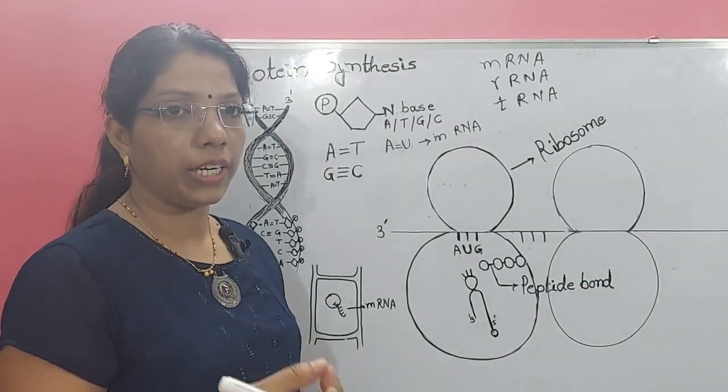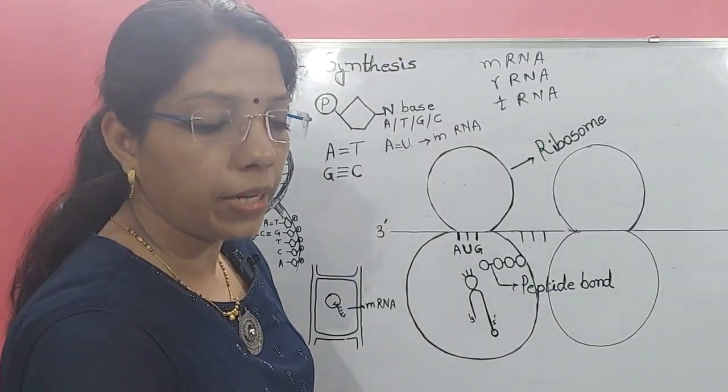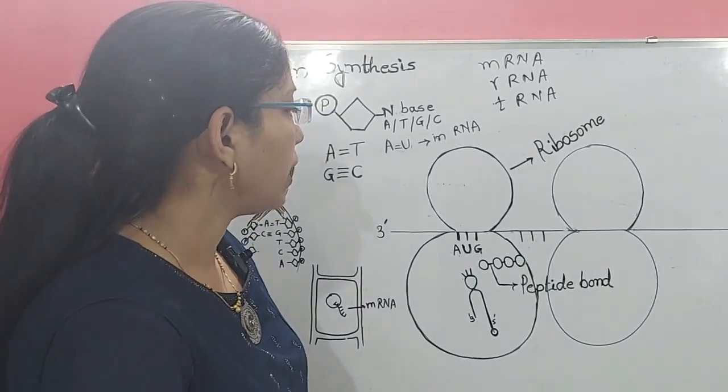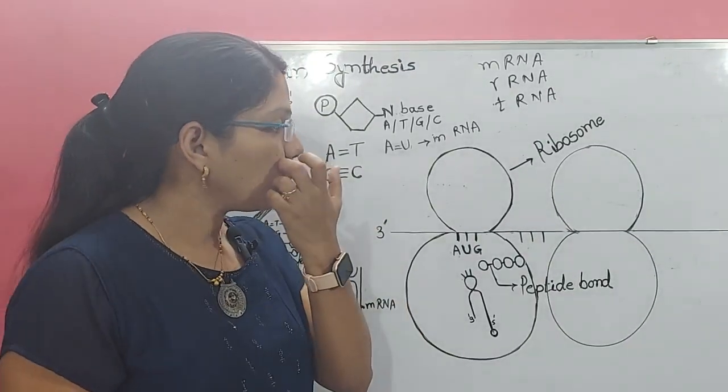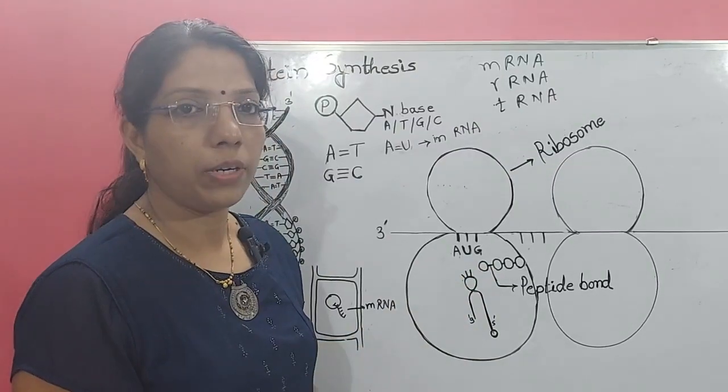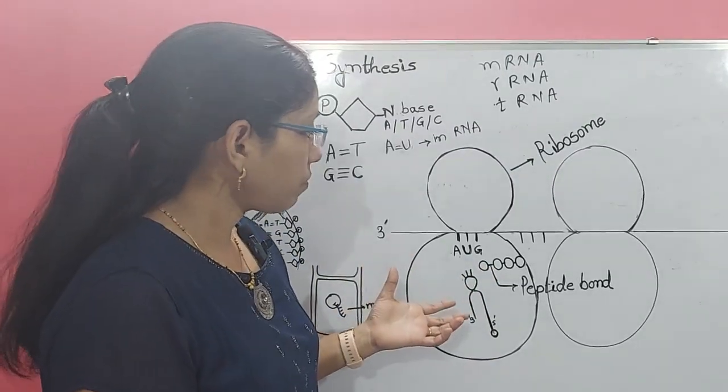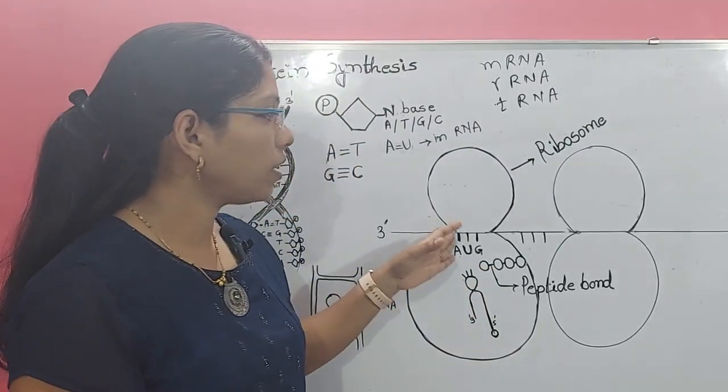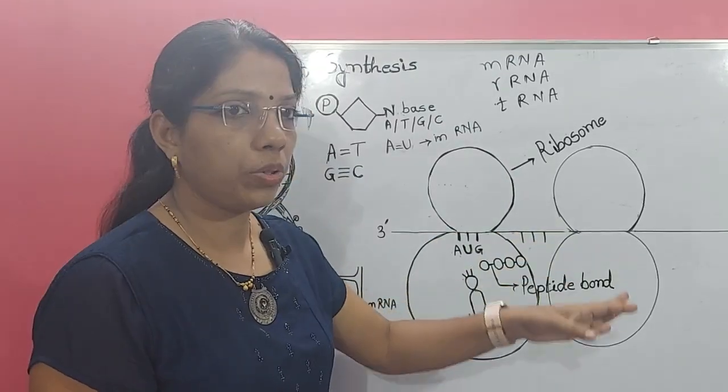A group of three nucleotides is called a triplet codon, and that can be asked in the board examination. A group of three nucleotides is called a triplet codon, and mRNA has thousands of triplet codons.